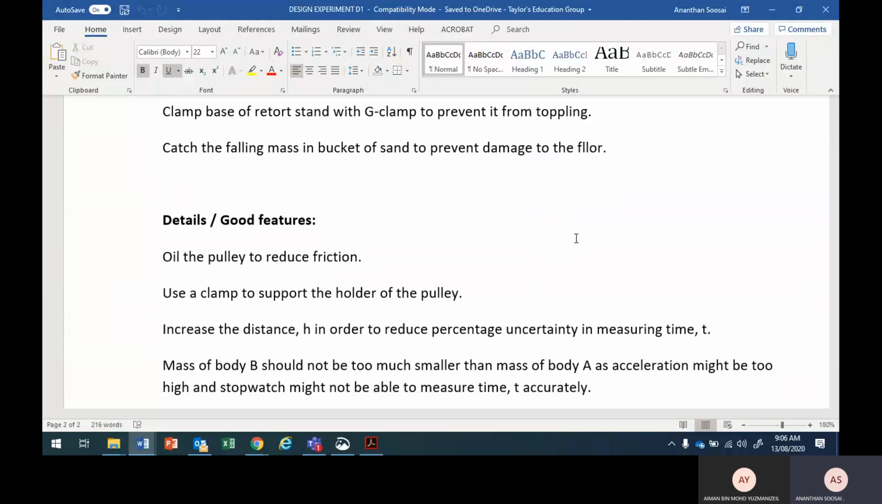So use a pulley with reduced friction, or a frictionless pulley holder, and increase the distance h to reduce the percentage uncertainty in time.